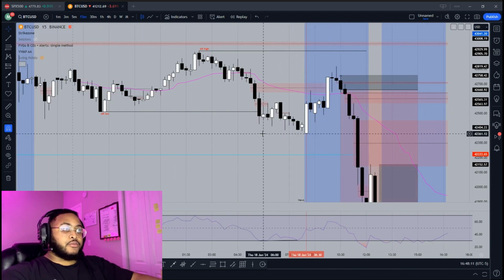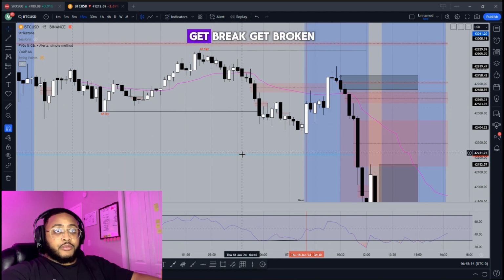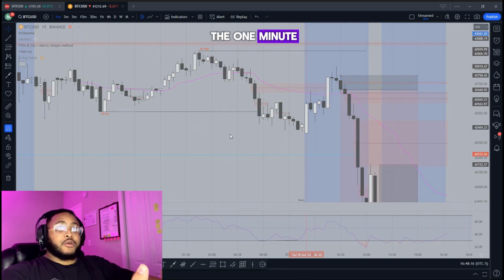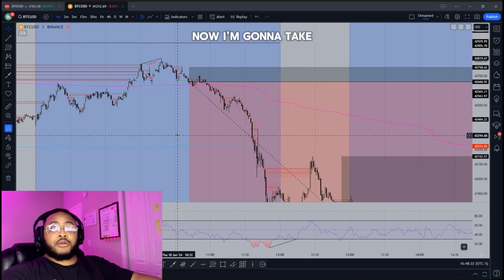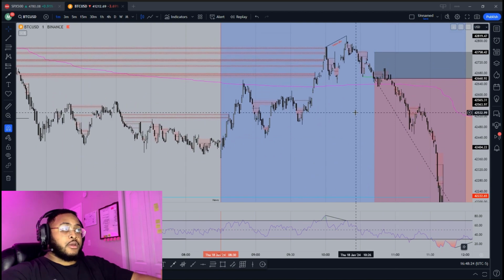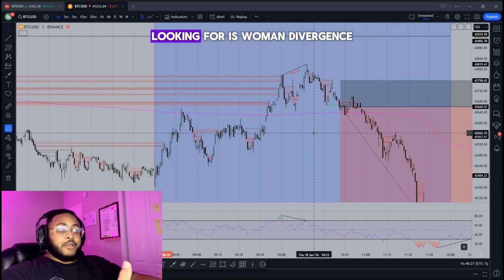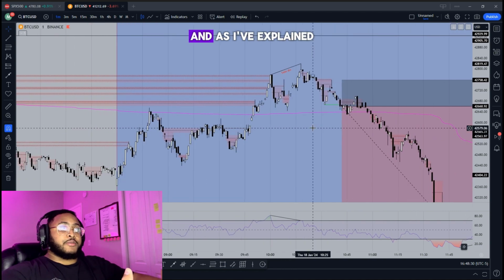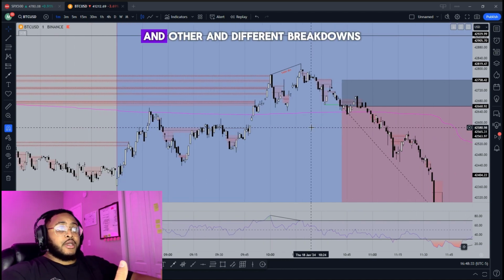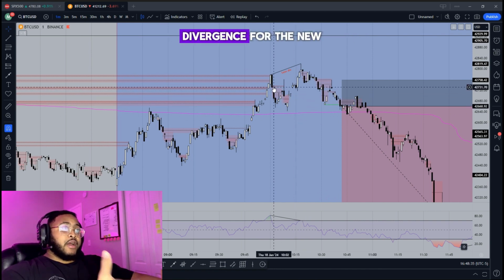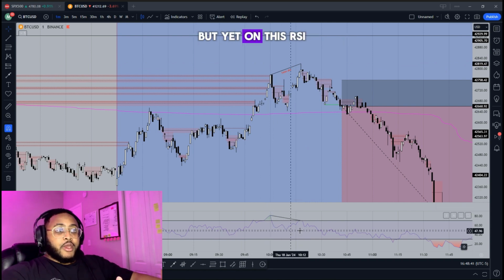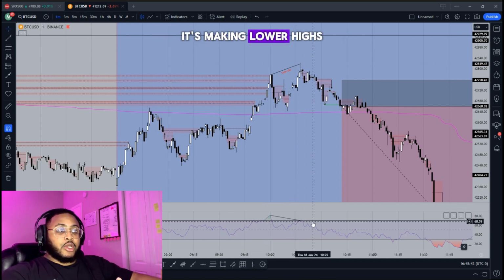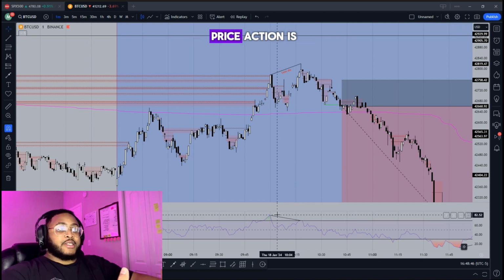So after I see this major structural low get broken, I'm going down to the 1 minute. Now I'm going to take that off right quick. The main thing I'm typically looking for is 1 minute divergence. As I've explained in previous videos, divergence, for the new people, is when price action continues to make higher highs, but on this RSI it's making lower highs. So that means price action is diverging.